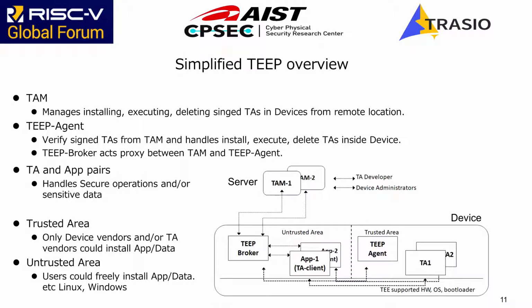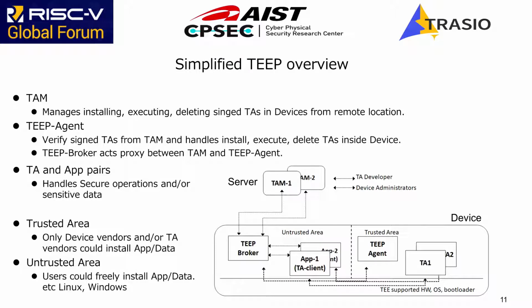This is going to explain each component in the TEEP. The real component that handles everything is the TEEP agent on the right side of the diagram. First, app 1 and TA 1 are a pair, and it's going to be installed from the TAM or some other way. And when it reaches the device, app 1 will talk to the TEEP broker and ask the TAM to install the TA into the TEE. In this diagram, it's called the trusted area.